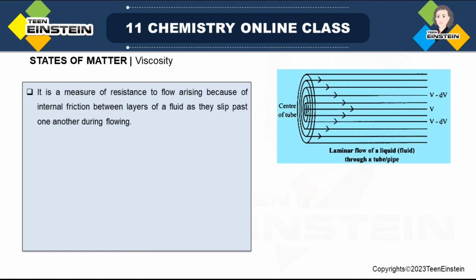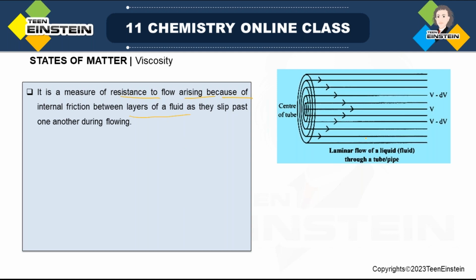The last property we will see is viscosity. Viscosity is also possible for gas, but here we are focusing only on liquid because we are discussing all the properties of liquid, not gas. It is a measure of resistance to flow which arises because of internal friction between layers of a fluid.